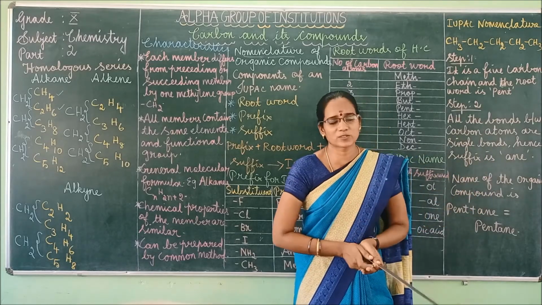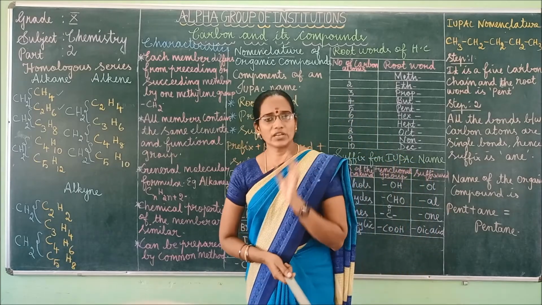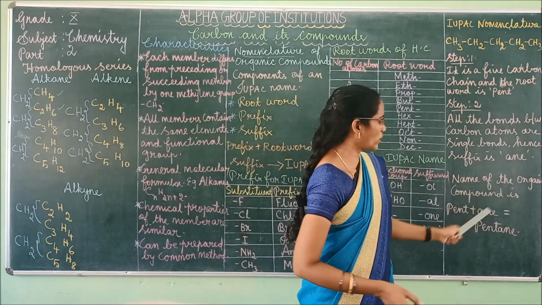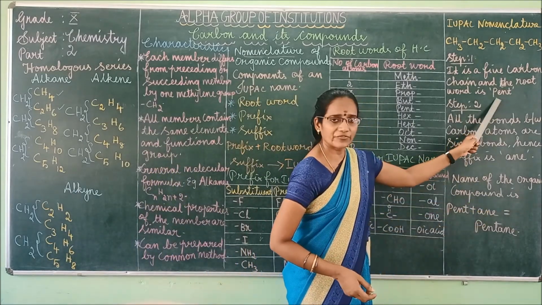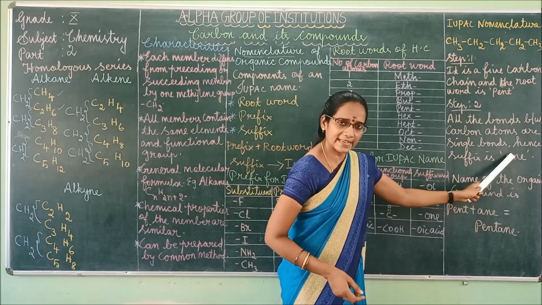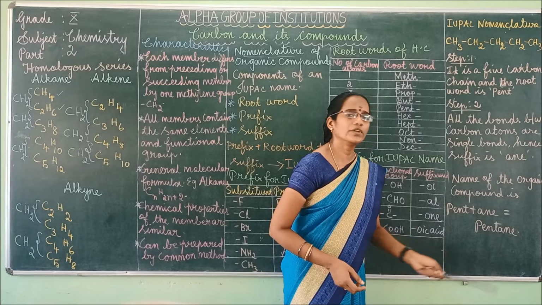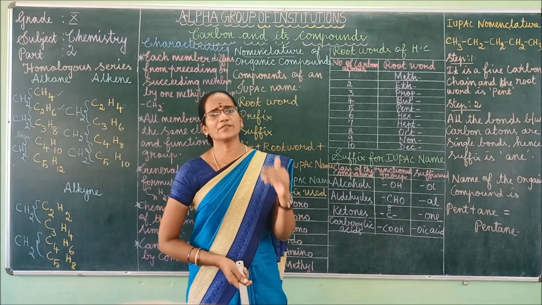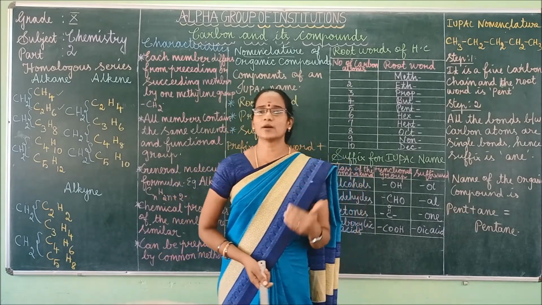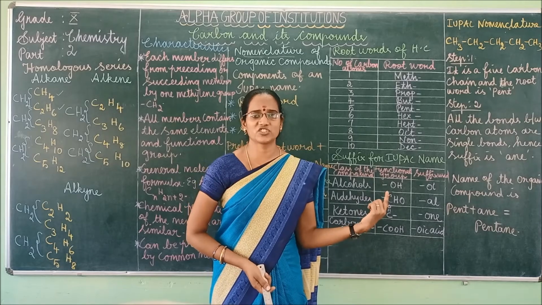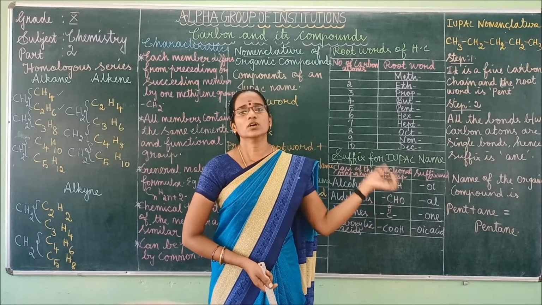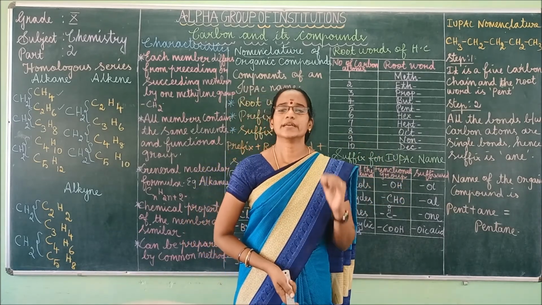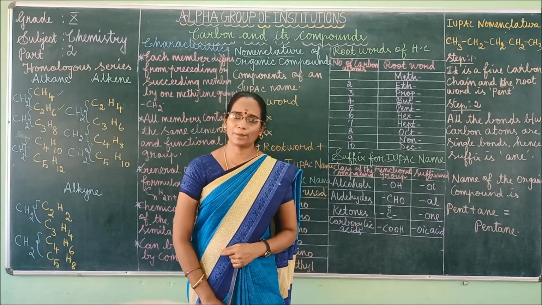We have to join these. Got it? So the name of this compound is pentane. Got it, children? The name of this organic compound is pent, the first answer, plus ane, the second answer. If you join this, you will get the IUPAC name pentane. In this manner, we are going to solve some examples based on the nomenclature rules, naming the compound by using the IUPAC name.